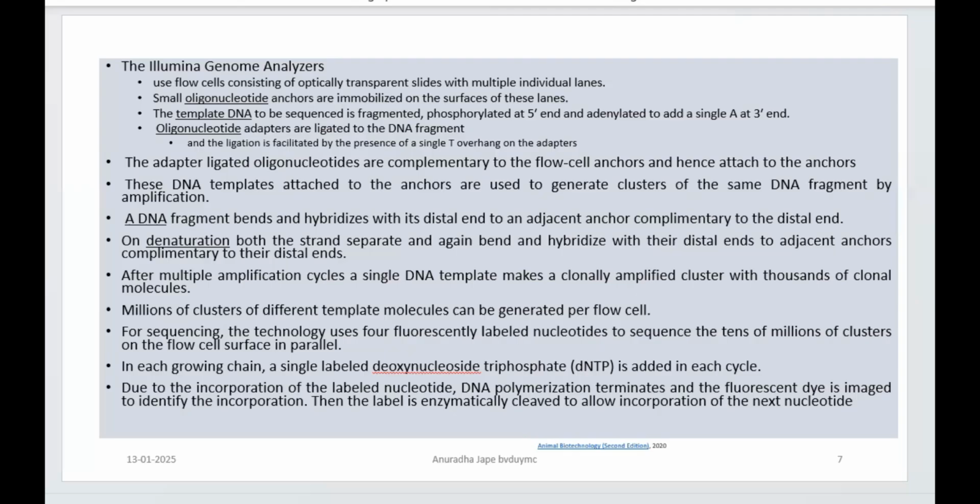Now you are going to have the template DNA. That template DNA you are going to shear and fragment, right? Simple shearing, you can get the DNA fragmented. You know that. So the template DNA is going to be fragmented. To that, you are going to add phosphate, so phosphorylated at the 5' end, and adenylated, that is addition of an adenine nucleotide at the 3' end. So you have fragmented the DNA. To its 5' end you have added phosphate, and to its 3' end you have added adenine.